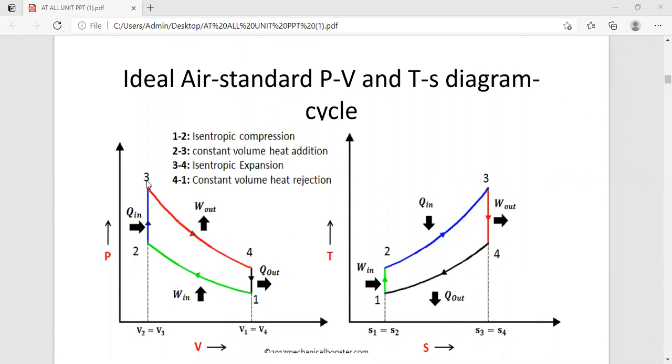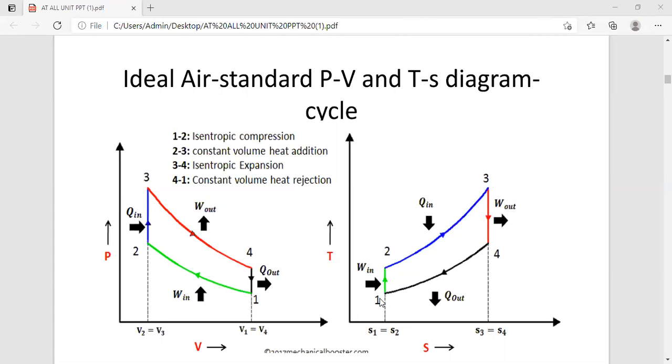Next 3 to 4 process, the entropy parameter is constant. So as we are saying, isentropic process, and during this process, the volume is increasing and pressure is reducing. So this is the isentropic expansion process. Next, last process is the 4 to 1 process. During this 4 to 1 process, volume parameter is constant, and as volume is constant, we are saying it as a constant volume. Heat rejection means entropy gets reduced and temperature gets reduced.